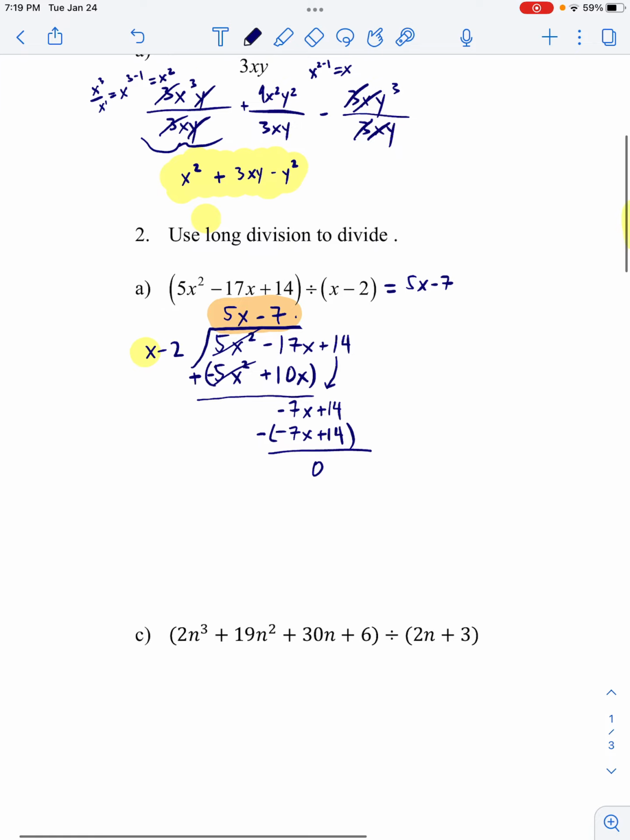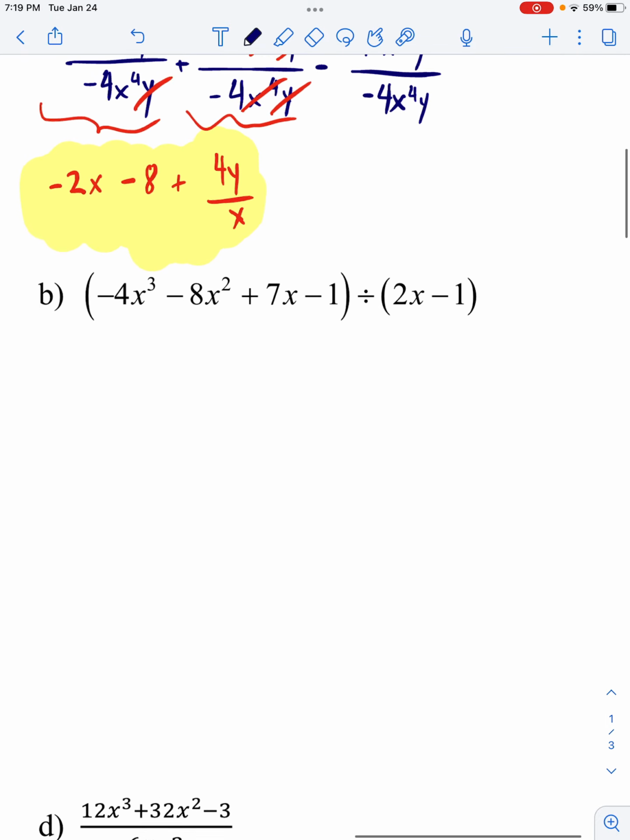So rewatch that, slow down, pause however many times you need to understand what's going on.